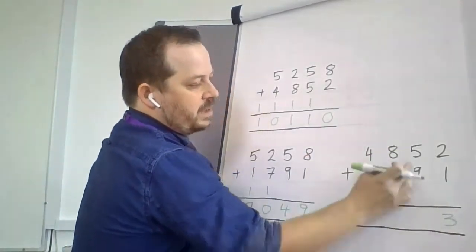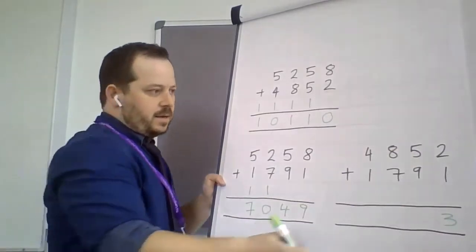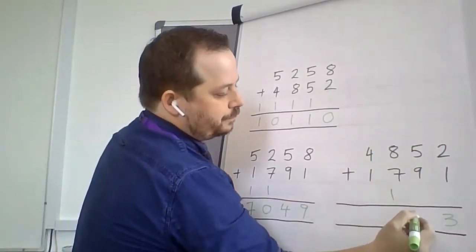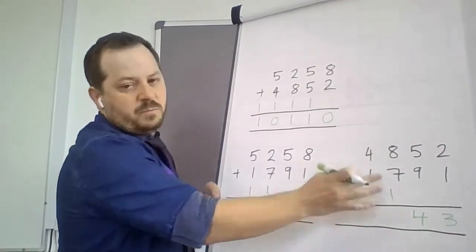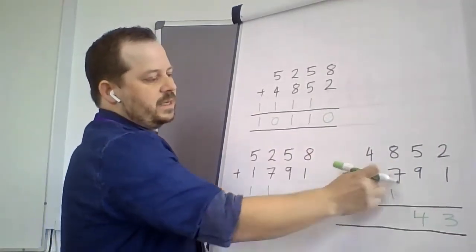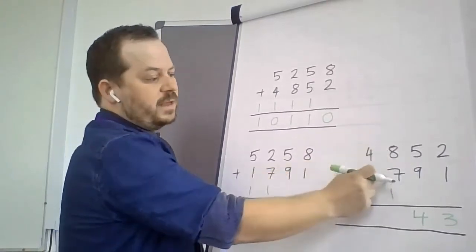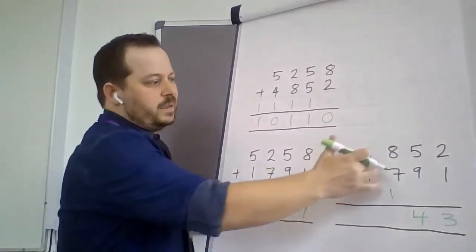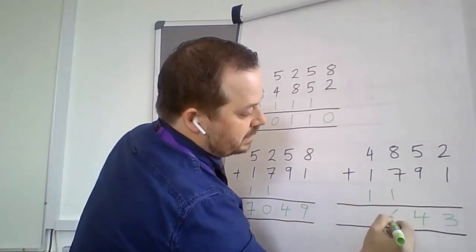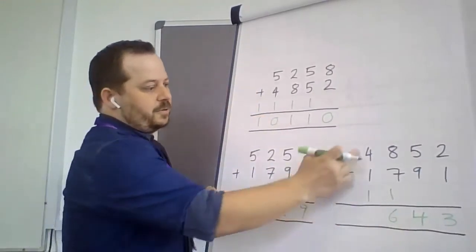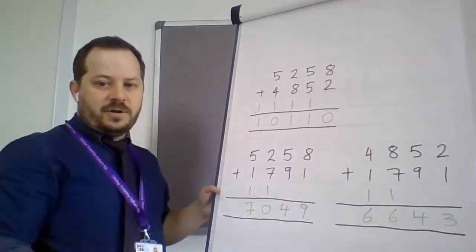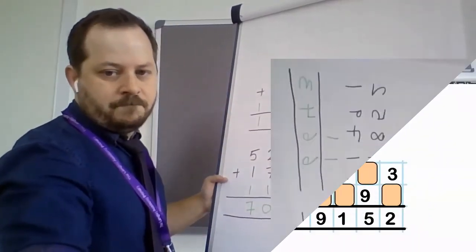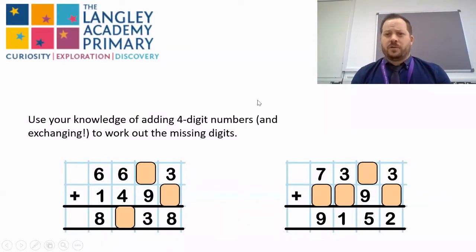The last one we've got over here, starting again in our last column, we've got 2 and 1 is 3. 5 and 9 is 14. 8 and 7 and 1. In my mind, the way I would do it is add the 1 to the 8 to make that 9. Then I know I can add 7 to 9 to make it into 16. And then I do 4 and 1 and 1, which is 6 as well. So it's 6,643.